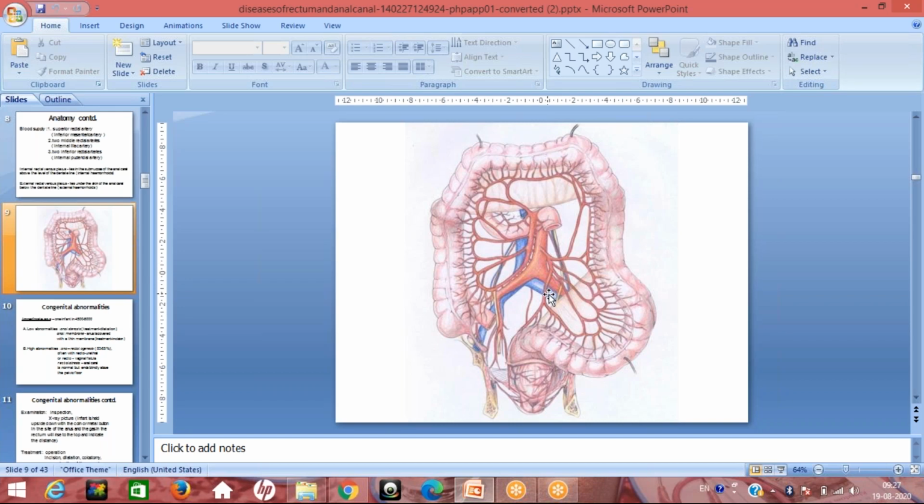the superior hemorrhoidal or superior rectal artery. The superior rectal artery is single, whereas the middle and inferior ones are paired. After reaching the top of the rectum, the superior artery bifurcates into two and supplies either side of the rectum.